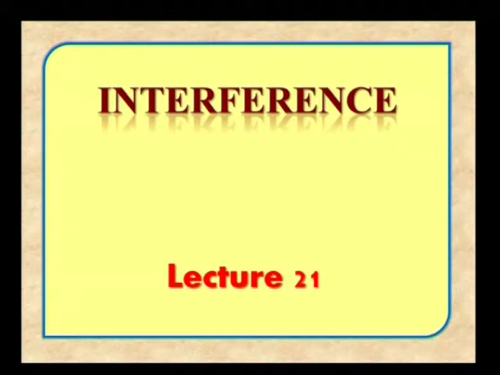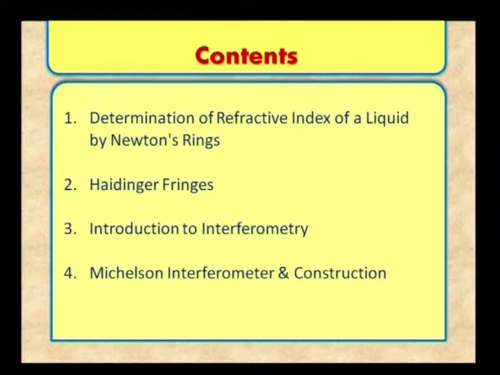Welcome to the UGC lecture series for the BSc Honours Physics students. We have been going through the section on optics, and in the lecture which will be delivered today, a part of it will belong to wave optics. The rest will belong to the section on interferometry. So, the contents of lecture 21 will be as follows. 1. Determination of refractive index of a liquid by Newton's rings. 2. Haidinger fringes. Introduction to interferometry, Michelson Interferometer, and construction.